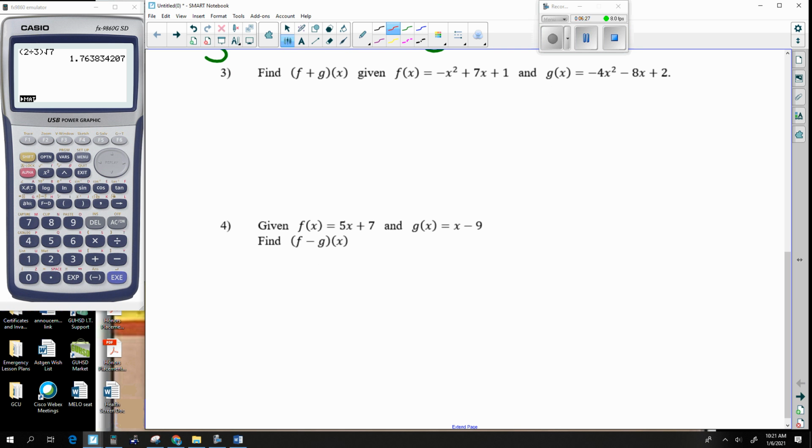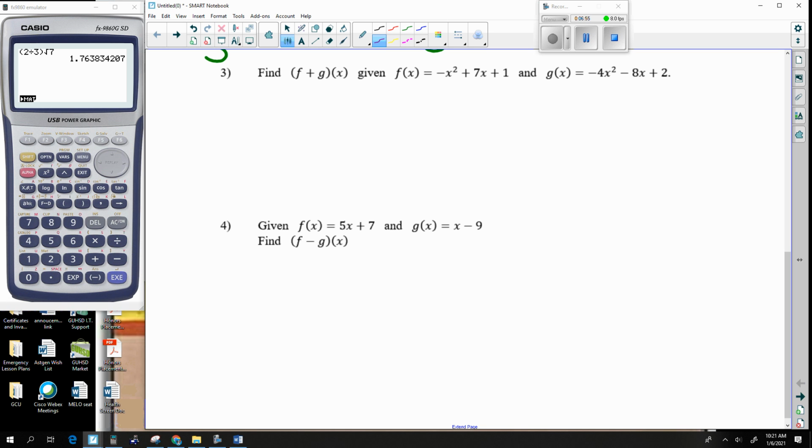Okay, here we have f plus g of x. And then they give us this f of x and g of x, et cetera. Don't be frightened by the way this looks, all right? All this is going to be f of x plus g of x. That's all that is. F plus g of x means f of x plus g of x.